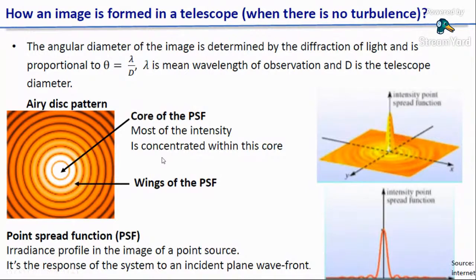So what's a PSF? Point spread function is the irradiance profile in the image of a point source. It is the response of the system to the incident plane wavefront. What it means is that it tells how much angular resolution a telescope that we are using can provide us. So this is the most important thing when we are imaging through a telescope, especially while sitting on the Earth.